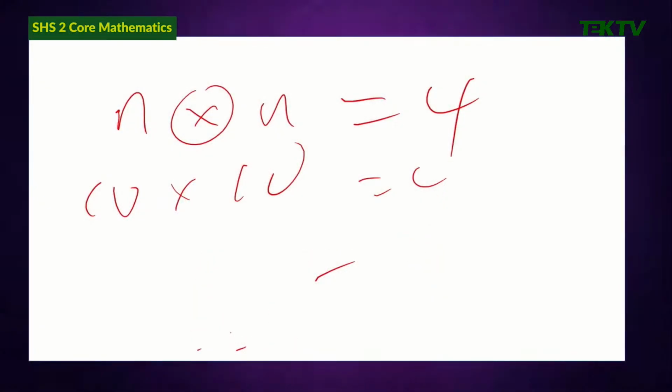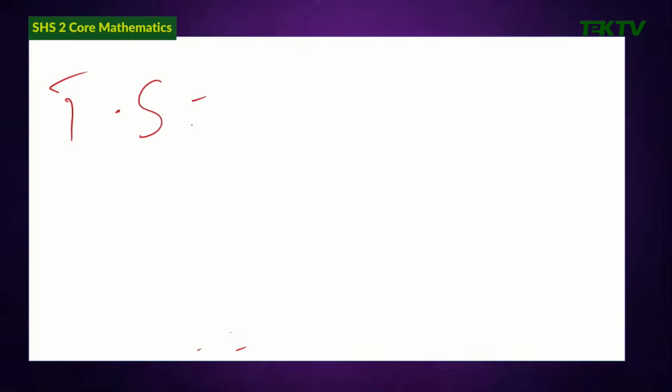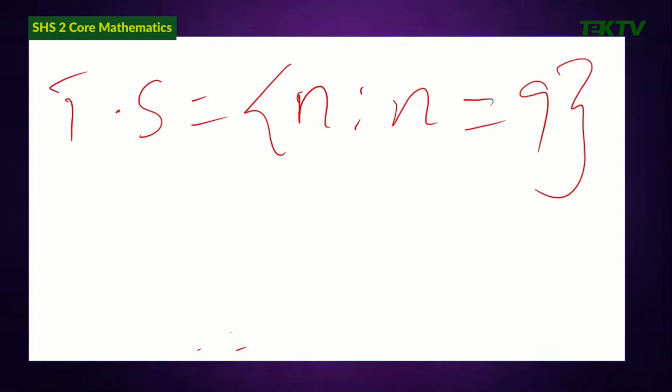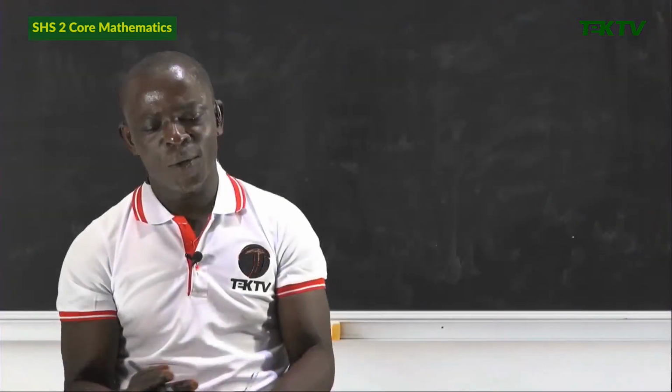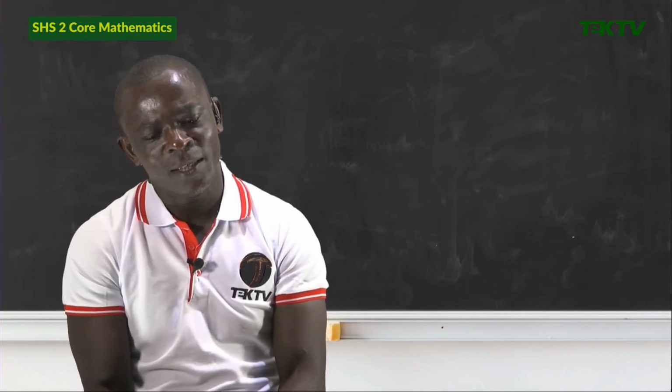So you write the truth set. Truth set equals n such that n is equal to 9. And that will give you the answer. So this is the answer for the second part of the question.